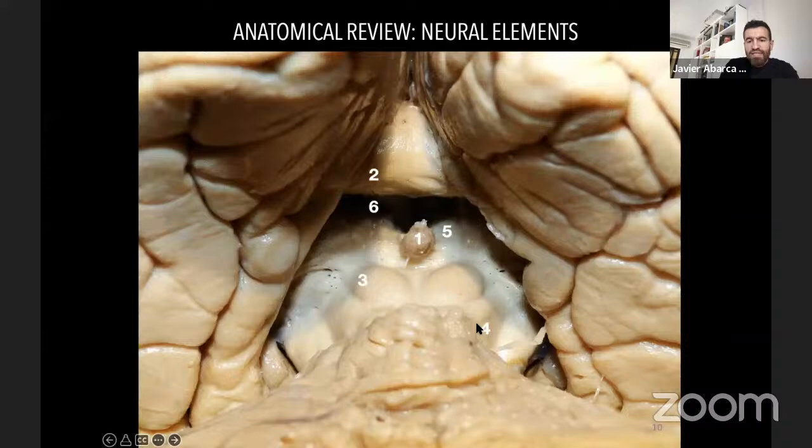Here you can see how the culmen of the cerebellum hides the most inferior part of the quadrigeminal plate and also hides the exits of the fourth cranial nerve from the cerebellomesencephalic fissure.